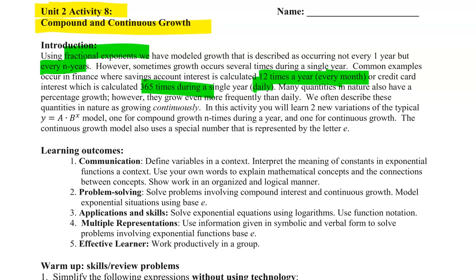Many quantities in nature also have a percentage growth. However, they grow even more frequently than daily. We often describe these quantities in nature by growing continuously. In this activity, you will learn two new variations of the typical y equals a times b raised to x model, one for compound growth n times during a year, and one for continuous growth. The continuous growth model also uses a special number that is represented by the letter e.